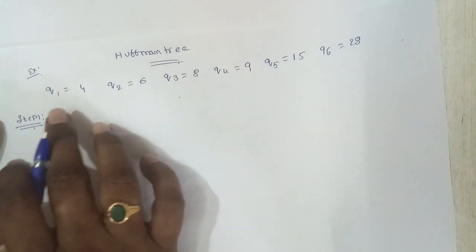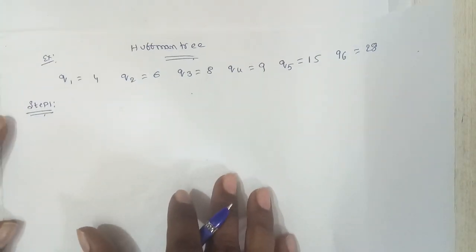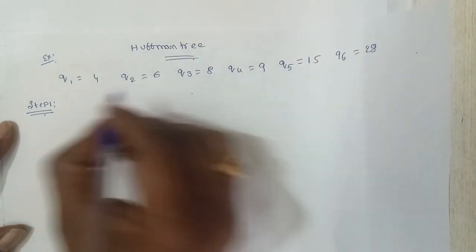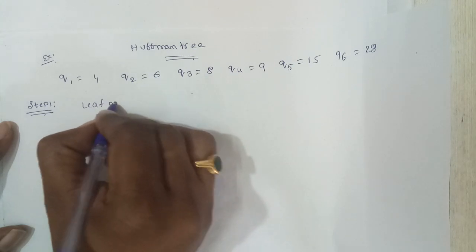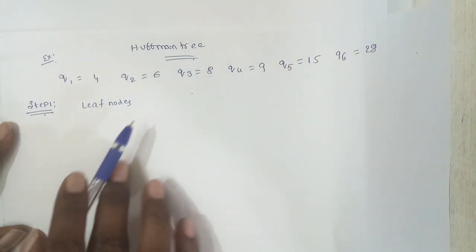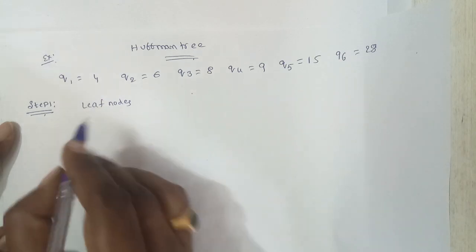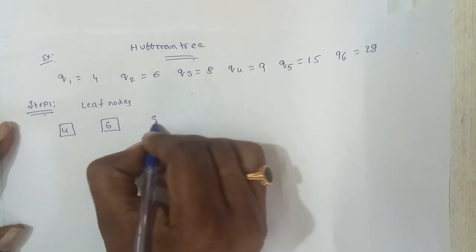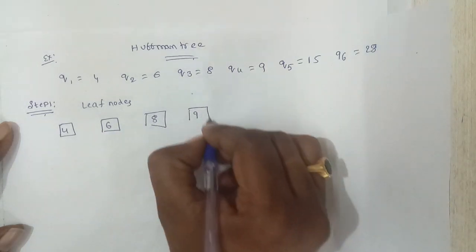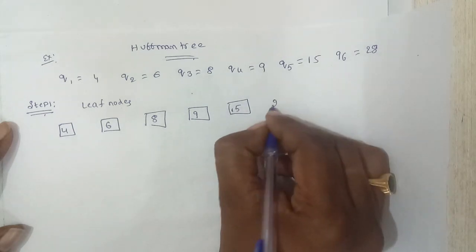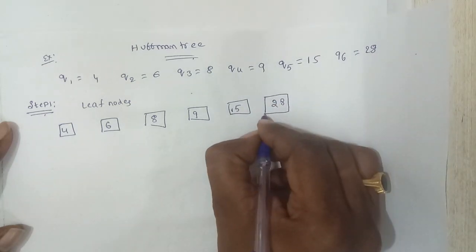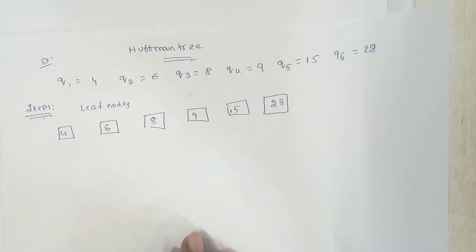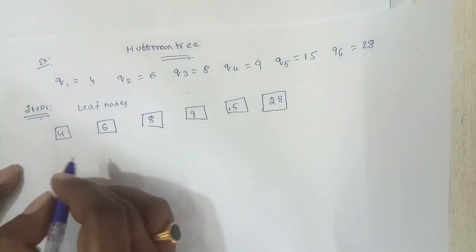Step 1, remember we are considering a sorted order. Initially the nodes that are given are considered as leaf nodes. Remember the point: the nodes given are considered as the leaf nodes. So initially we have 4, 6, 8, 9, 15, 28. The leaf nodes are represented in squares and the merged nodes are represented in circles. So step 1 is completed.